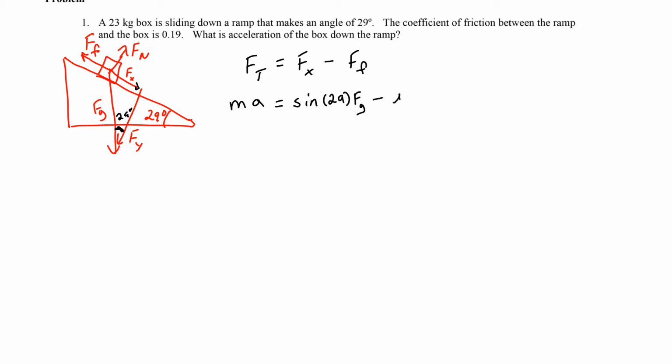Mu times what? Normal force. So MA equals sine 29, oh wait, mass times gravity minus mu. What can we substitute in for Fn?